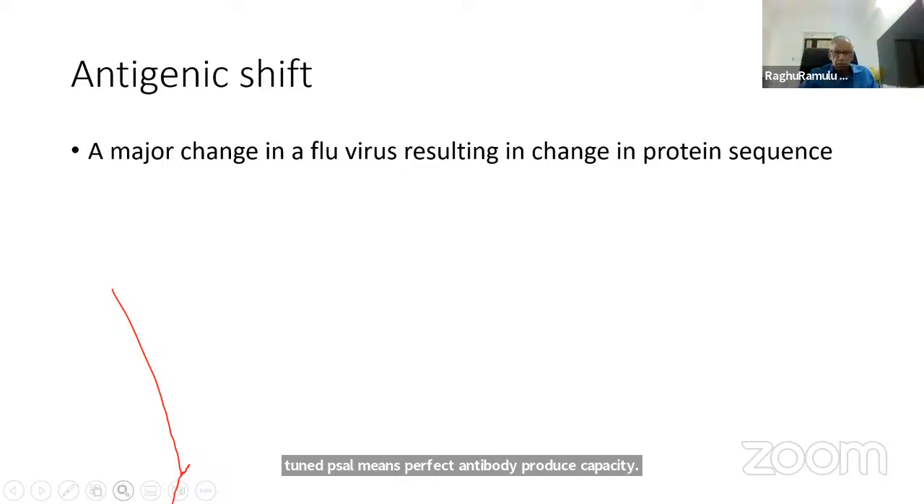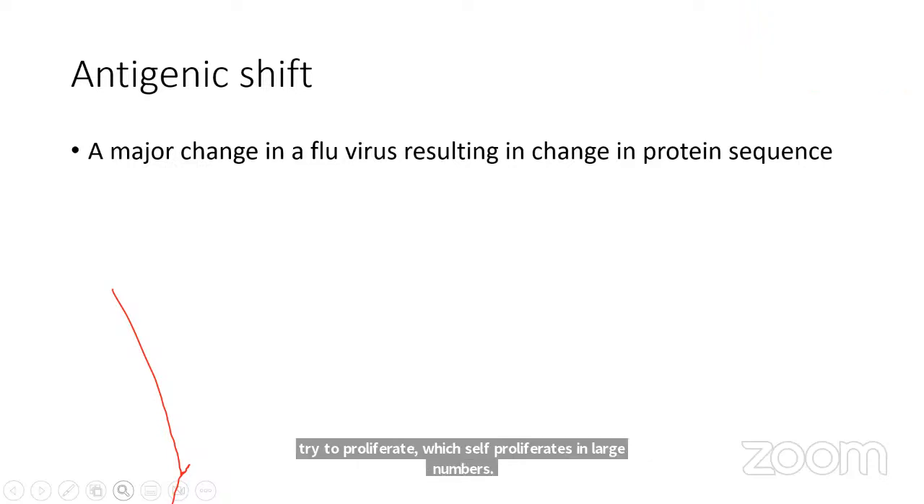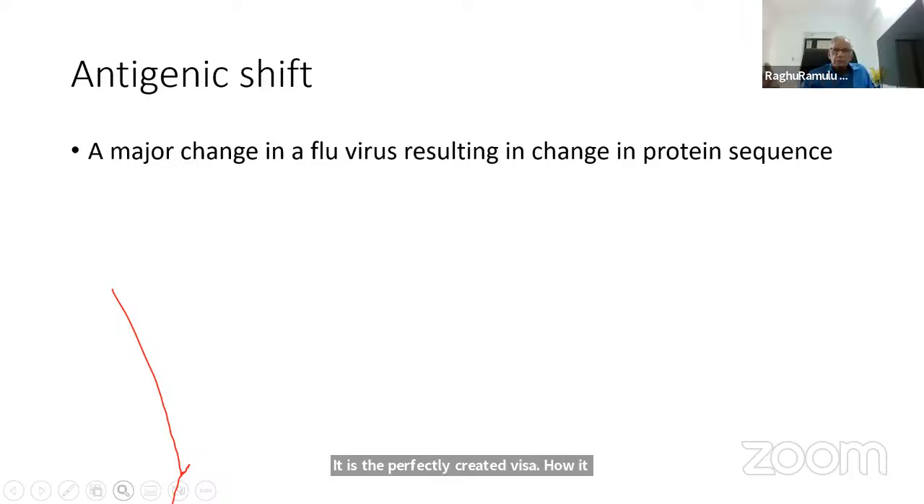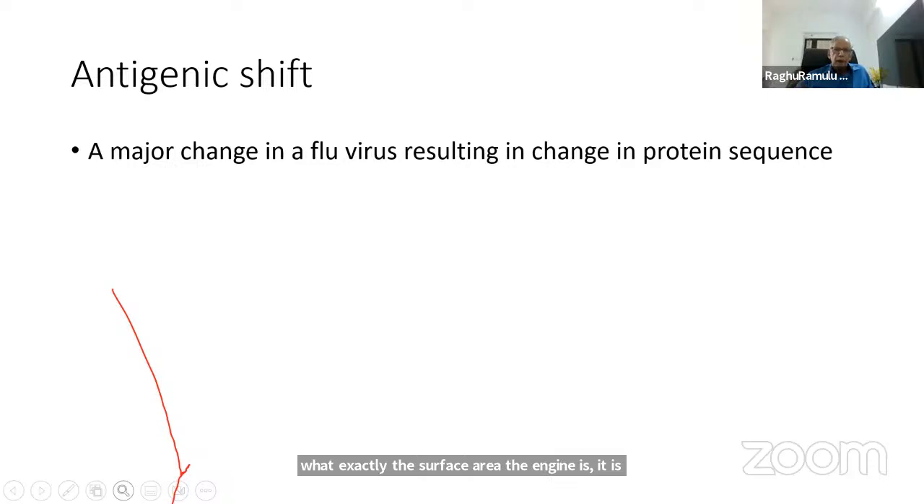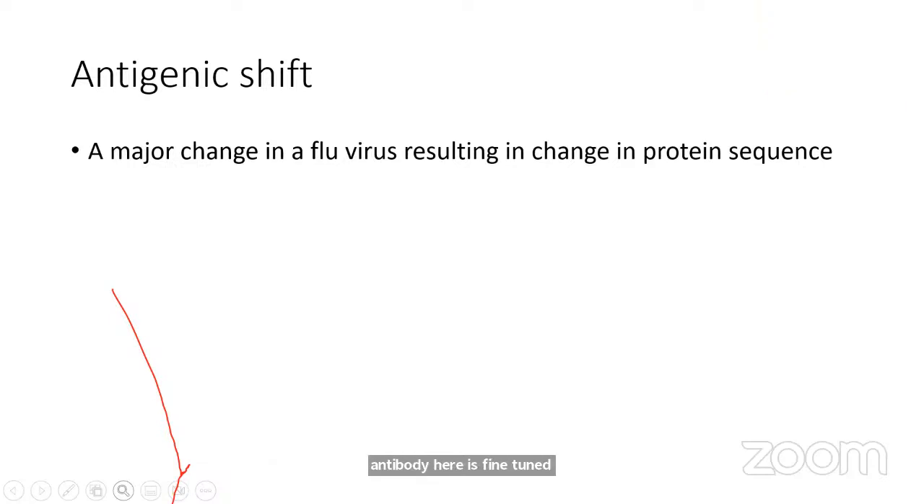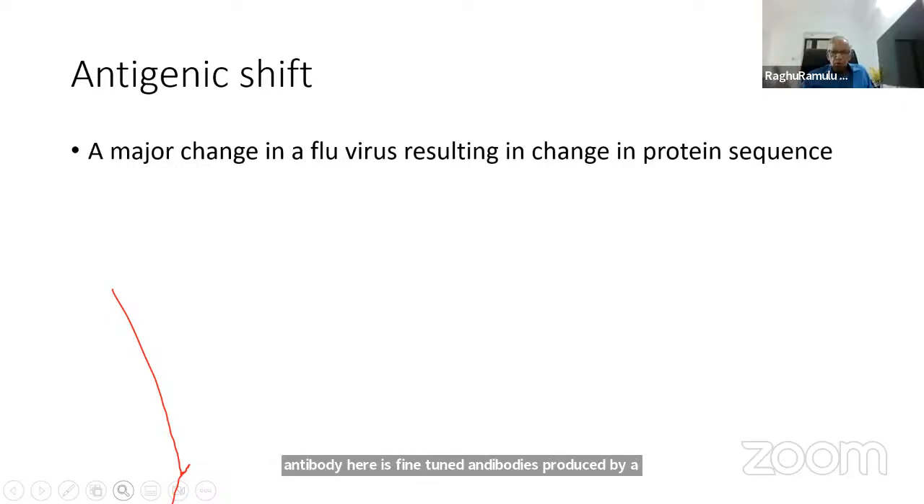They try to proliferate. Which cell proliferates in large numbers? It is the perfectly created B cell. How does it happen? Because inside the DNA component of the B cell, changes occur after receiving the signal from the antigen. What exactly the surface of the antigen is, it is thoroughly read by the DNA sequencing in the nucleus, and the corresponding fine-tuned antibody is produced by a B cell. This B cell is called a perfect B cell or a matured B cell.